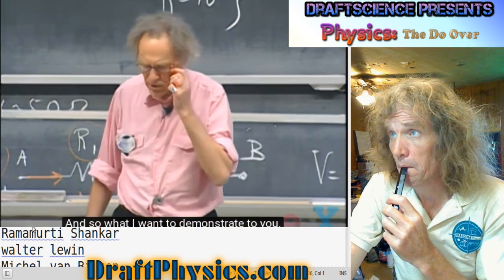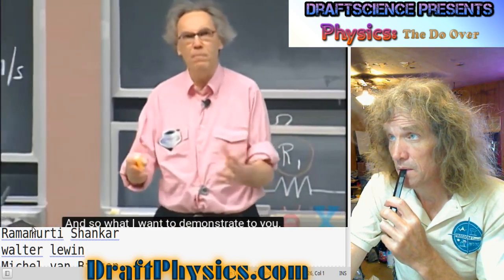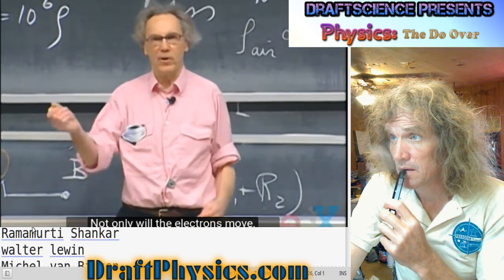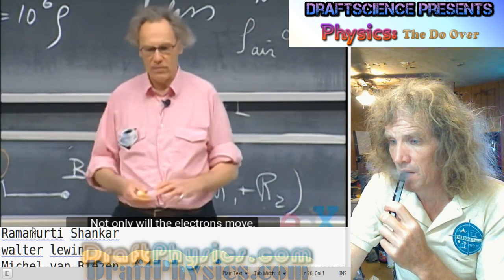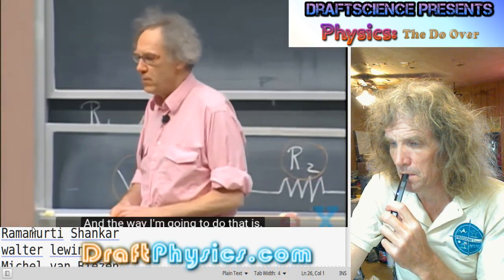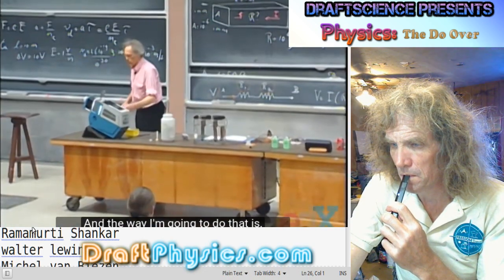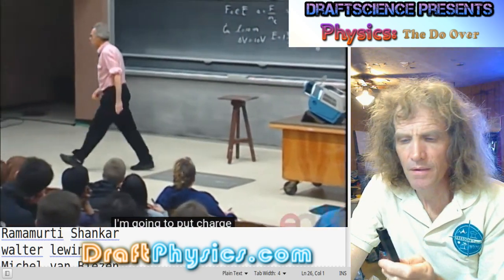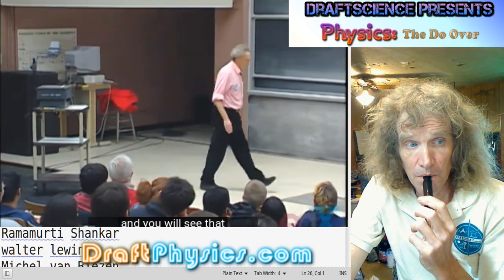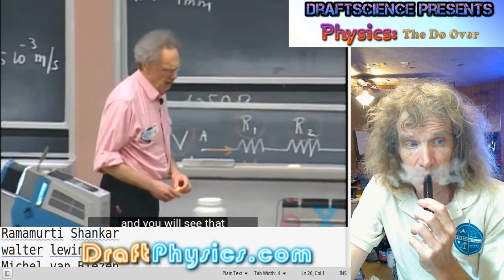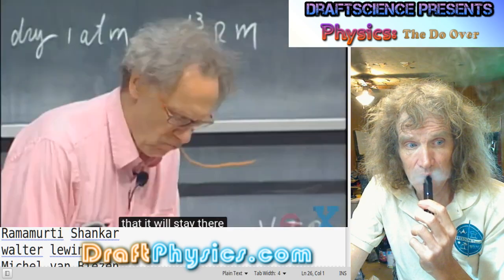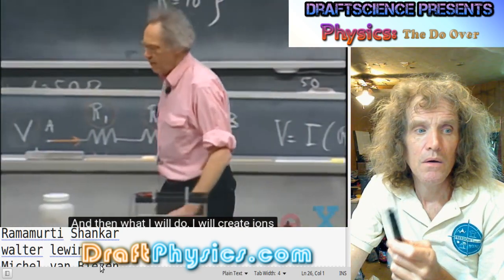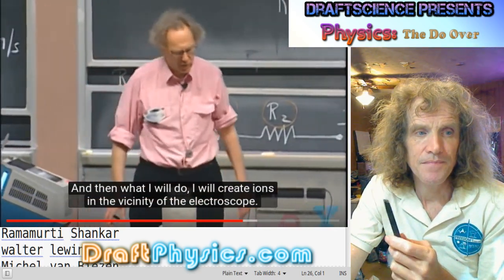What I want to demonstrate to you is that when I create ions in this room, I can actually make the conductivity of air go up tremendously. Not only will the electrons move, but also the ions now will start to move. The way I'm going to do that is I'm going to put charge on the electroscope. Oh, that is not so good. No harm done. I'm going to put charge on the electroscope, and you will see that the conductivity of air is so poor that it will stay there for hours. And then I will create ions in the vicinity of the electroscope.